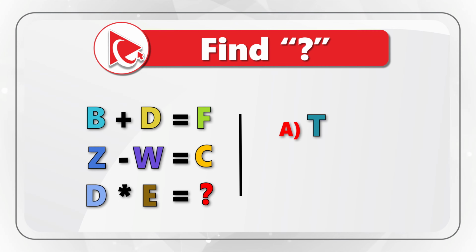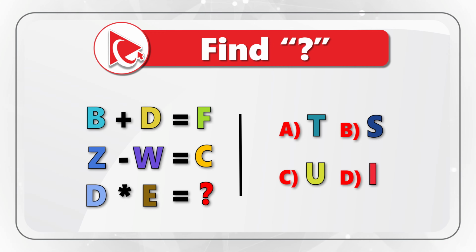Choice A, T. Choice B, S. Choice C, U. And last but not least, choice D, I. Take a close look to see if you can come up with the missing item. I'm going to give you a quick hint here.